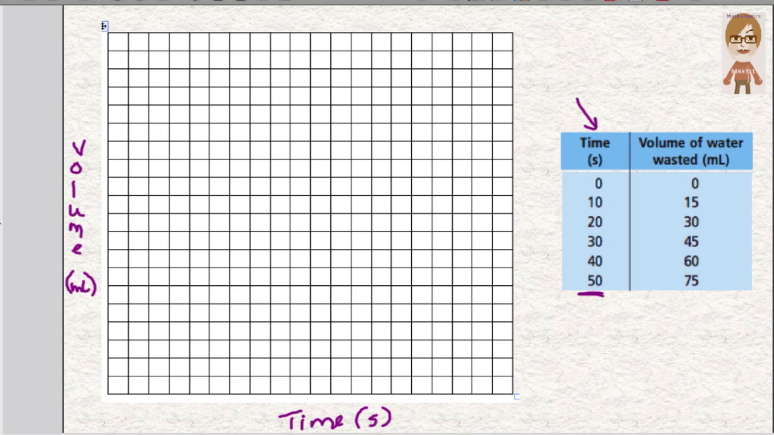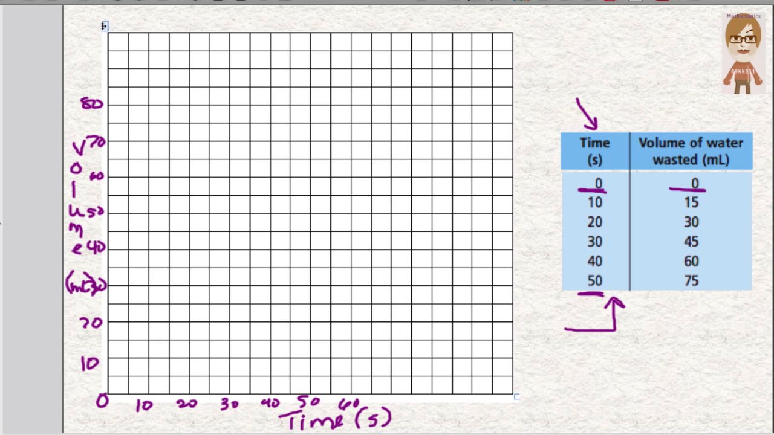So I could count by tens, maybe every second space, so I'm going to put 0. Every second space could be 10, let's say. So 10, 20, 30, 40, 50, 60 we could go to. Okay, and then up the side, our values have to go up to 80 or 75. So up the side, maybe I'll count the same way because that'll fit as well. So maybe every second line is 10, 20, 30, 40, 50, 60, 70, 80.